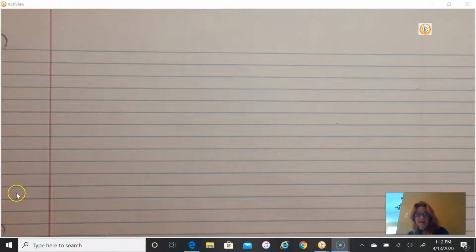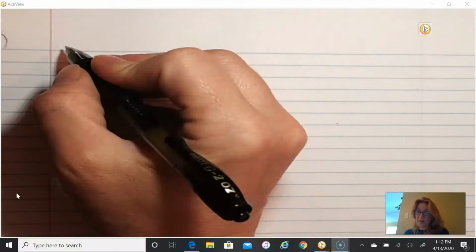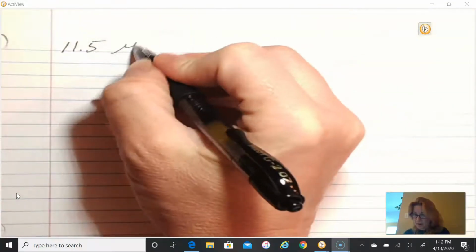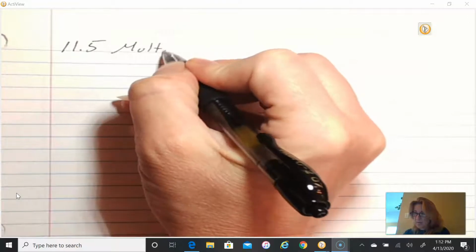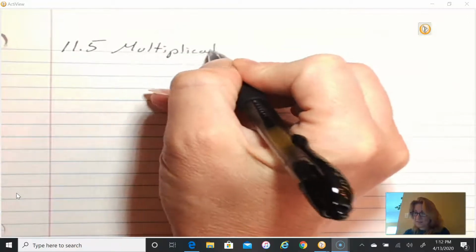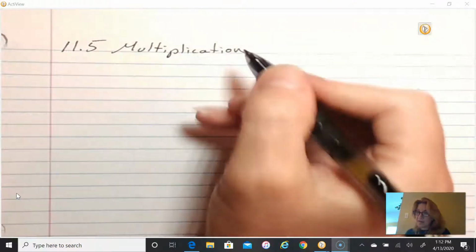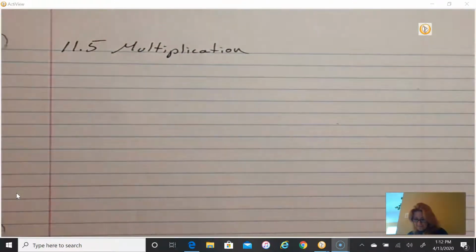Today, you're learning about multiplication of integers, and it's a whole lot easier than adding and subtracting integers. Trust me when I tell you. So let's get started. Multiplication. I'm telling you, this is a lot easier than the adding and subtracting.